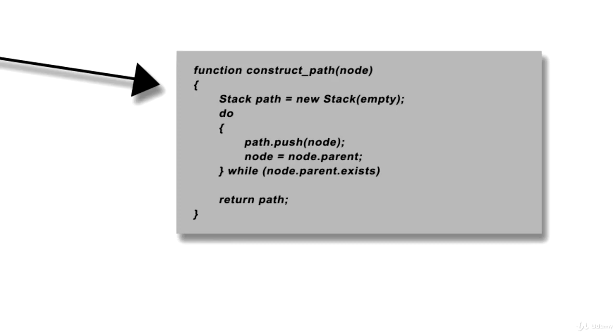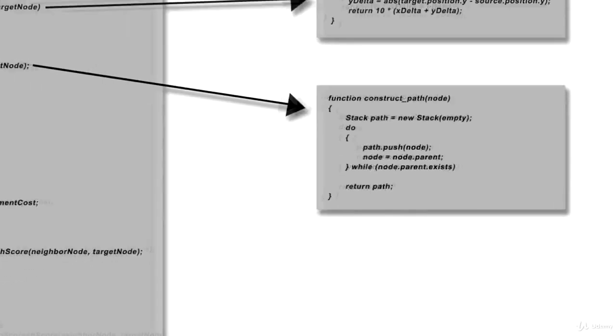And by the time the do while loop exits, which only happens when we reach the start node, in which case the parent will be null, so won't exist, we now have a stack that contains all of the nodes that form our path, and then we return this path. Of course, the reason I've used a stack here is just because if we then wanted to use this to guide our agent, we can then pop off those nodes in reverse order, which is actually going to be the order in which we want them in.